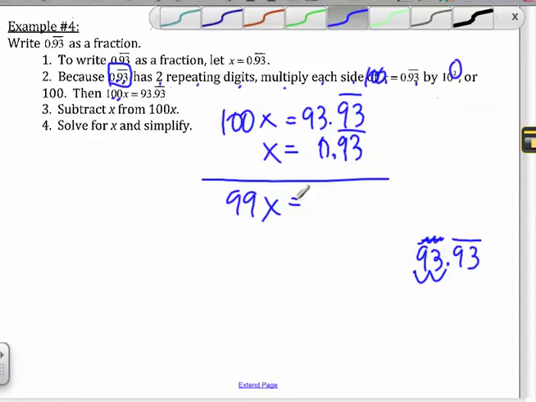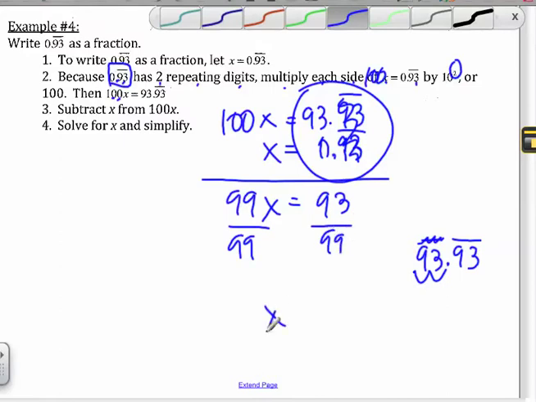Now, what if I do 93.93 repeating minus 0.93 repeating? What do I get, Kentaro, when I subtract these two things? I just get 93. The 93's just cancel out, right? Now, how can I get x by itself just to figure out what it equals, Ross? It says 99x equals 93. How do I get rid of the 99? Divide it by 99 on both sides. Beautiful. And I get that x is equal to 93 over 99.